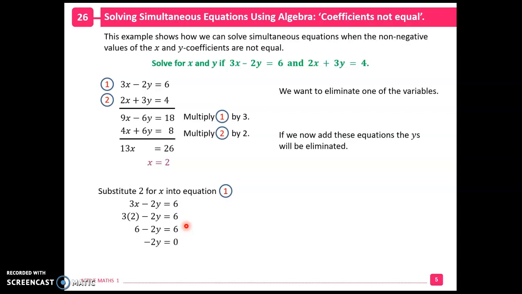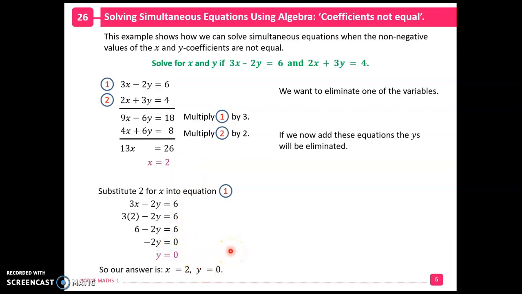If I subtract 6 from both sides, so take the 6 away from this side, take the 6 away from this side. Remember, I have to have something here. So if I have 6 take away 6, I have nothing. So minus 2 multiplied by y is nothing, so y itself must be nothing, 0. So here's my solution: x is 2 and y is 0.